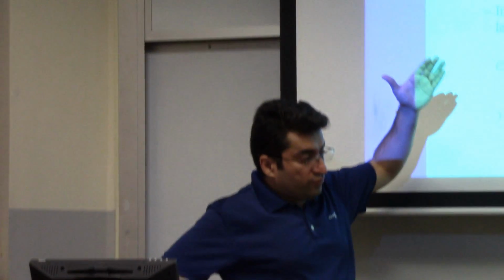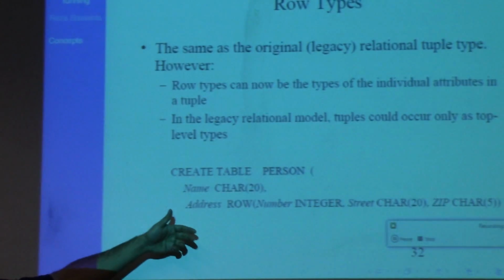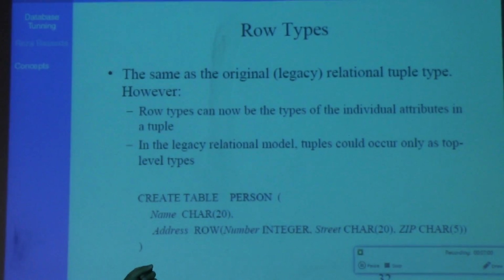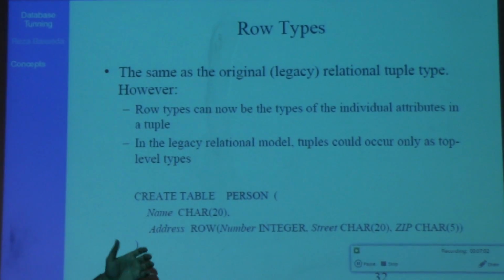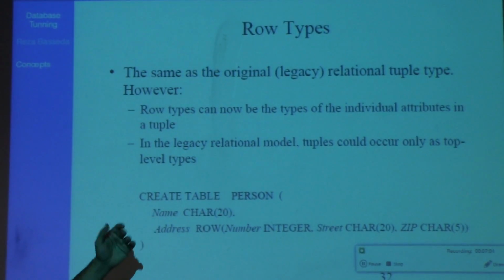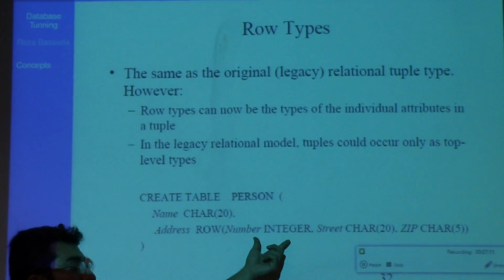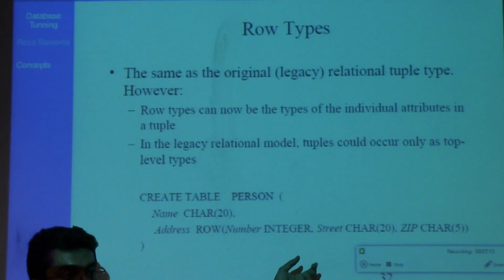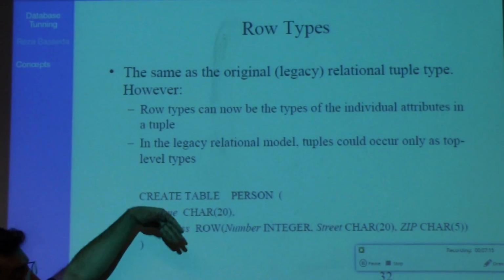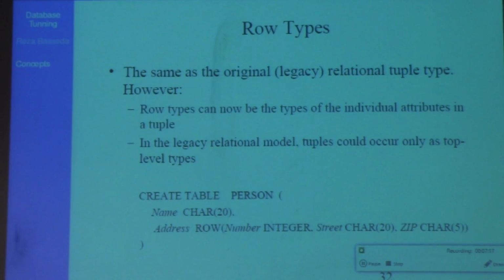So the only constraint you have is that you have to have the tuples at the top level. It means that at the top level you cannot have a set of integers, and you cannot have a set of strings. The top level should be a tuple: name of the attribute, value of the attribute. But this tuple can be nested, can be more complicated.